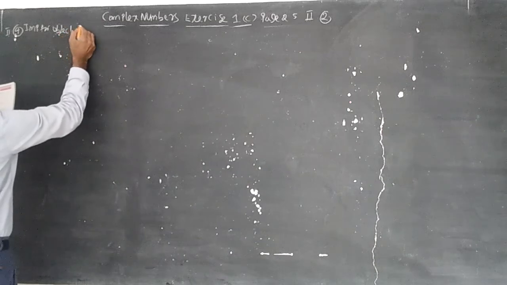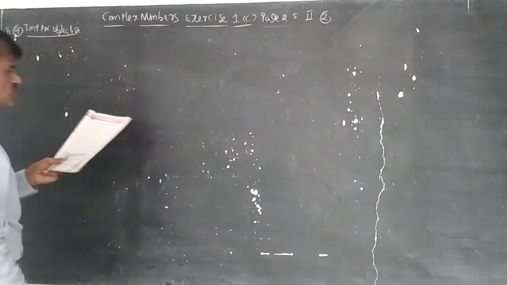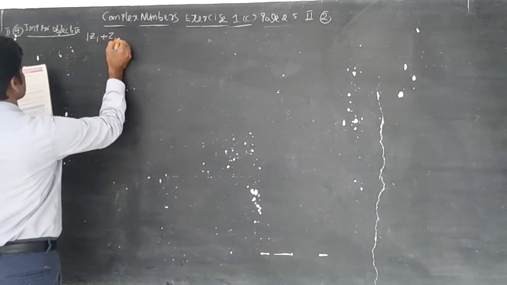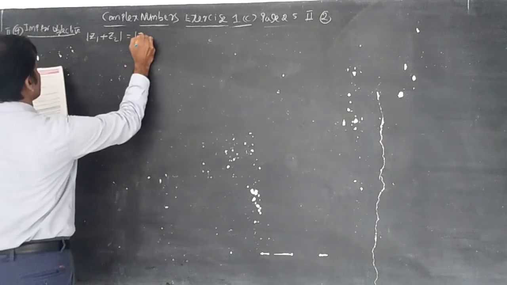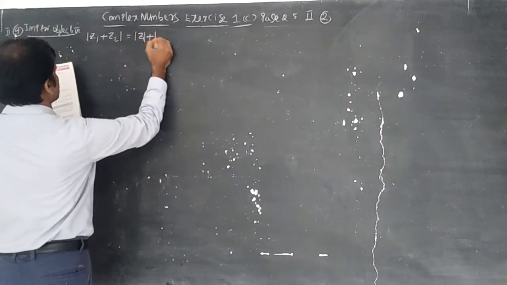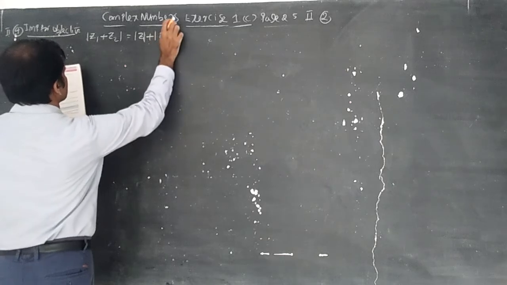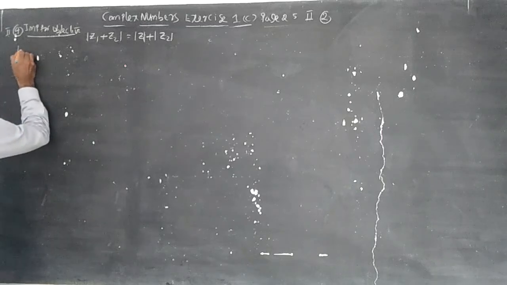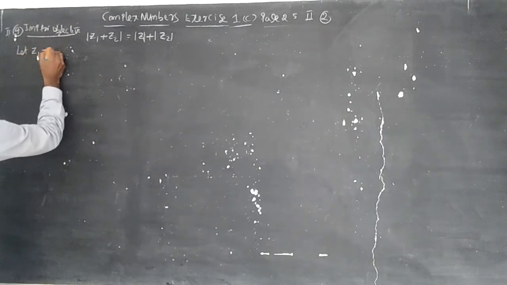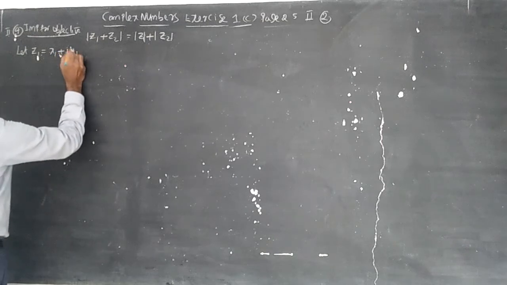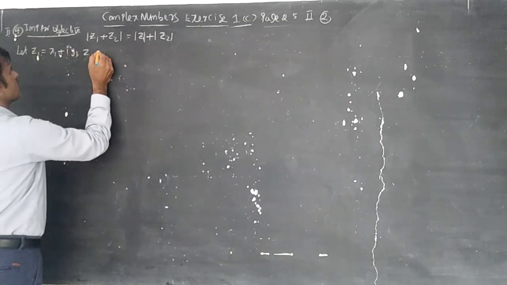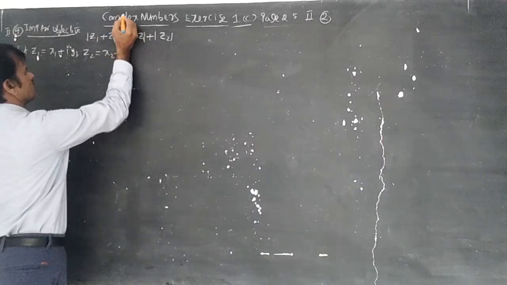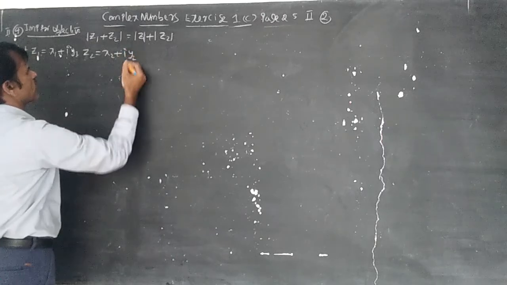In objective, we should use this one as a formula: modulus of Z1 plus Z2 is equal to modulus Z1 plus modulus Z2. Here, you should consider two complex numbers. Let Z1 is equal to x1 plus i y1, Z2 is equal to x2 plus i y2.